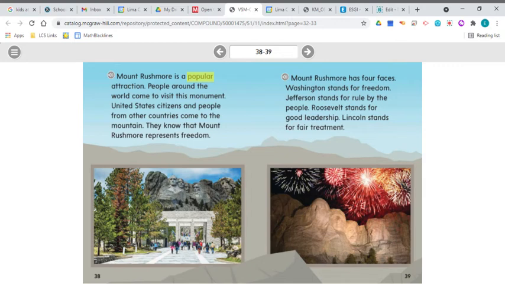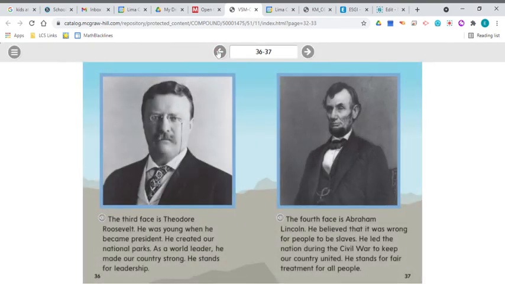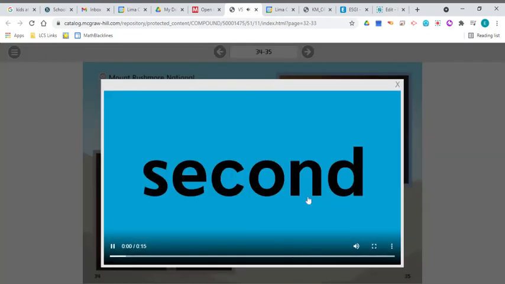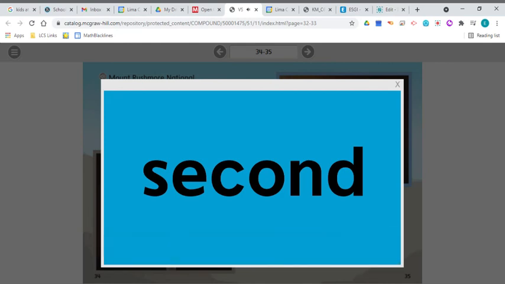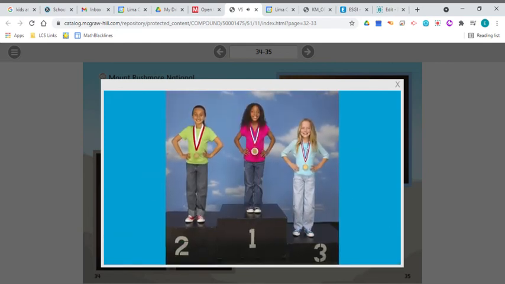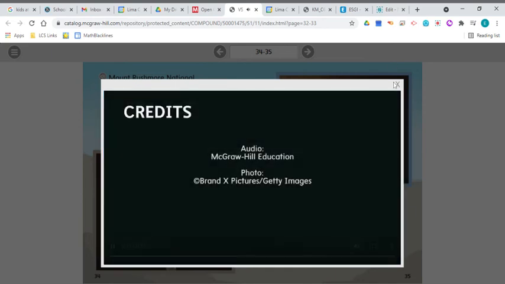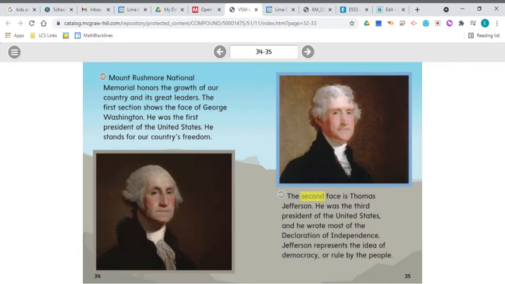All right, we have 2 vocabulary words that we need to find here. The first one is this word right here. The second face is Thomas Jefferson. So we're looking at the word second, and that is an ordinal word. Remember when we talked about ordinal words in math, like first, second, third, it tells the place of something. Second, next after the first. The girl in green was second. All right, so second just means next after the first, right? It tells what place she was in. There's first, and then there comes second, right?